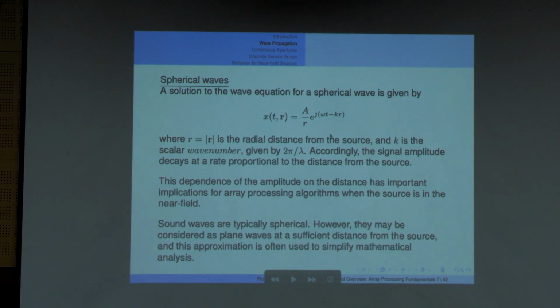Okay, so it depends on what we generate. If we generate either one, it will propagate. And of course, we can generate any superposition of waves that are solutions to the wave equation. So any superposition is a legitimate solution to the wave equation because it's a linear wave equation.